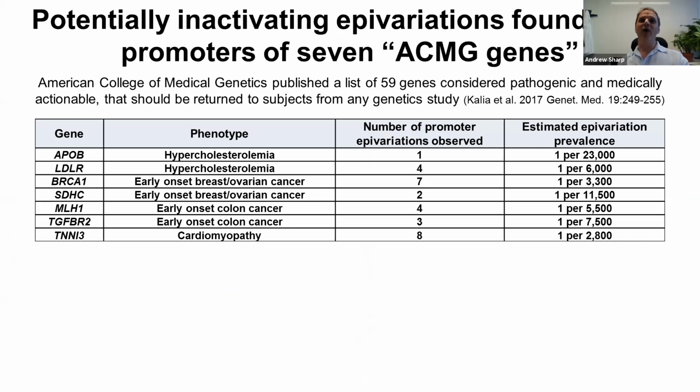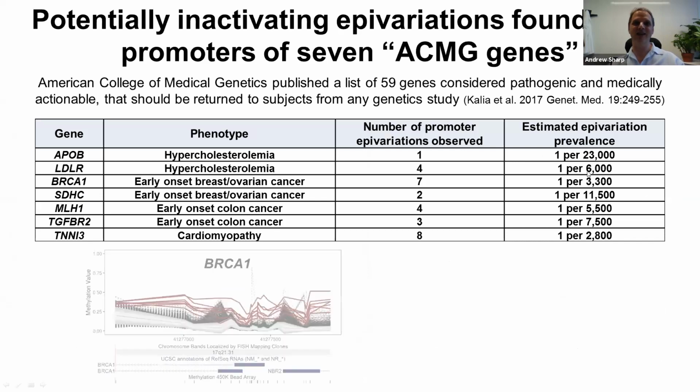Just to hammer this point home, the American College of Medical Genetics has published a list of 59 genes that they consider to be pathogenic and medically actionable. That if you find point mutations in these genes in an exome or genome sequencing study, you should tell the person about them, because that's something important they should know. These genes are listed here with the estimated prevalence of these epivariations on the right.